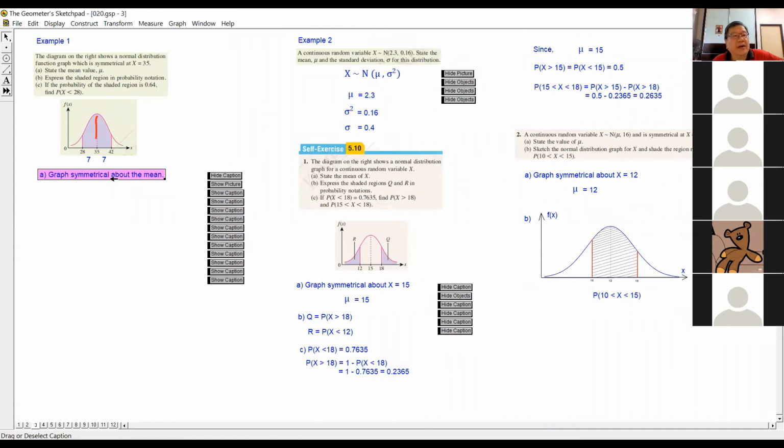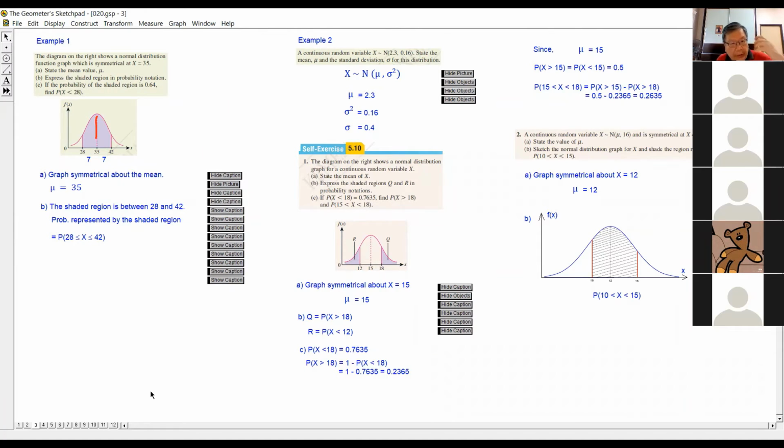Okay, right. So the graph is symmetrical about the mean. So the mean must be 35, because we look at the symmetrical line. If the symmetrical line is 35, the mean is 35. Then we look at the shaded region. The shaded region is between 28 and 42. Now this shaded region represents the probability of x between 28 and 42.